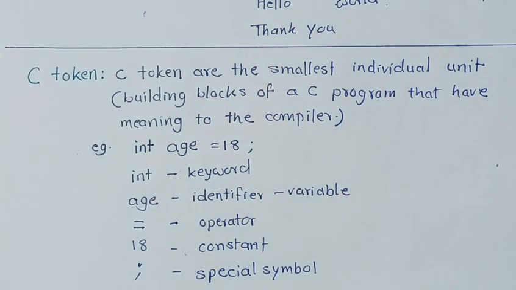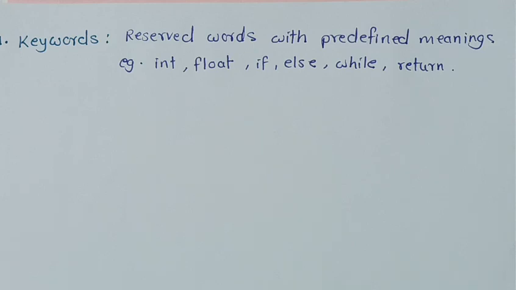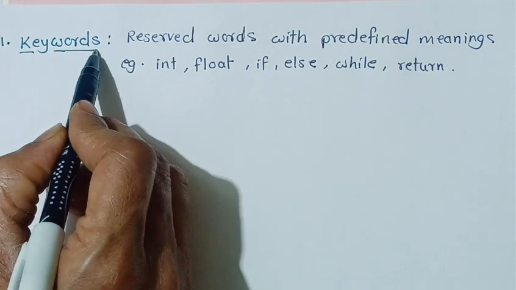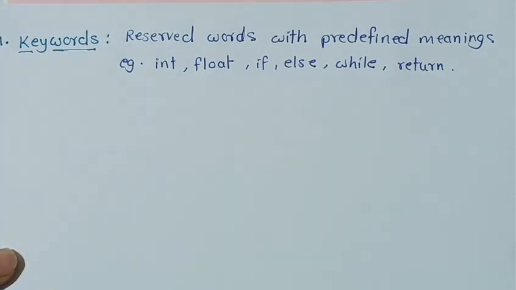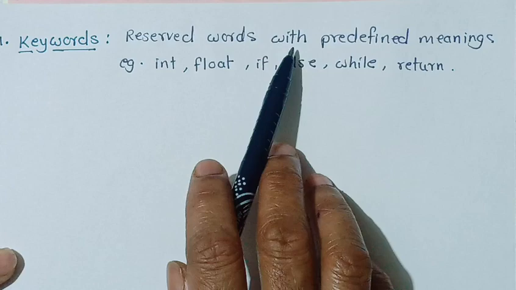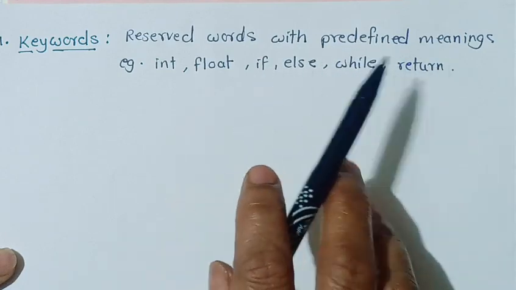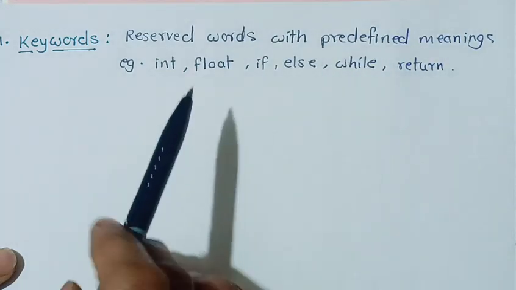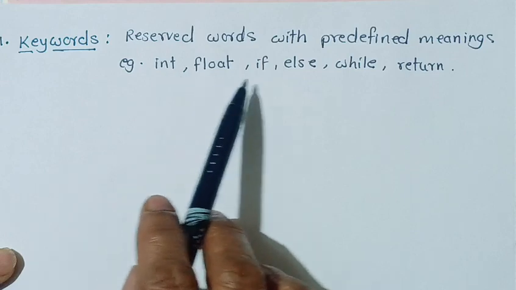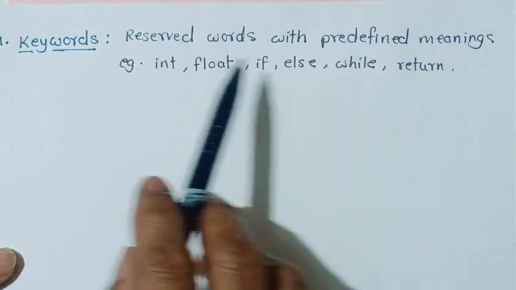So one by one we will see the C tokens here. The first one is keywords. Keywords are reserved words. Some words are reserved in a C program, or compiler, with a predefined meaning. So each keyword has a meaning. Some examples are int, float, if, else, while, return. Int means you can store an integer value.